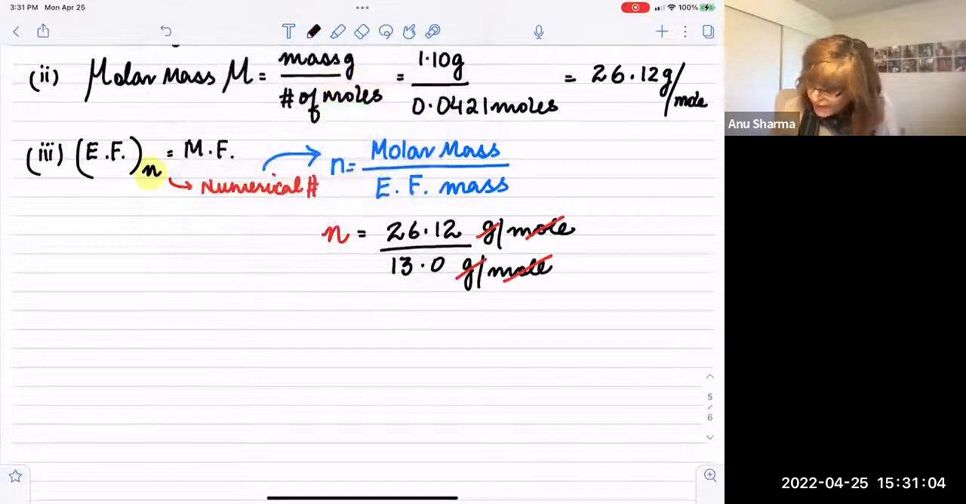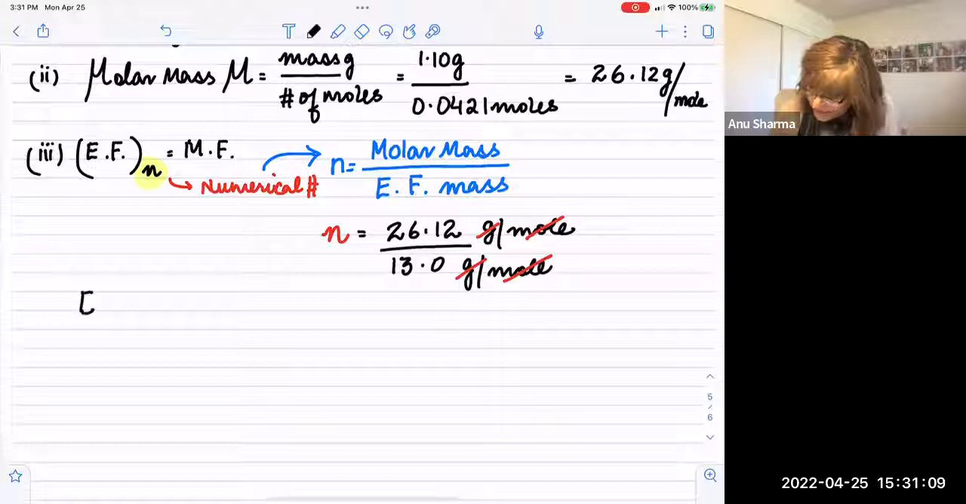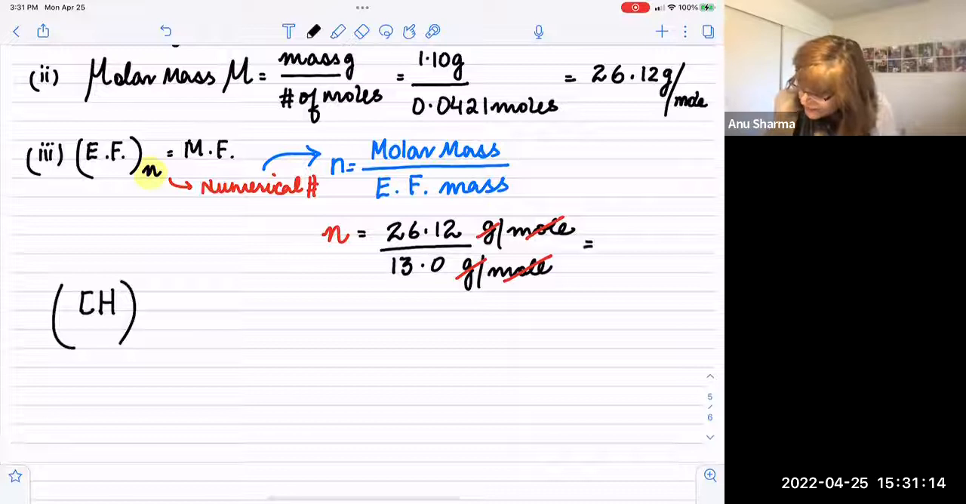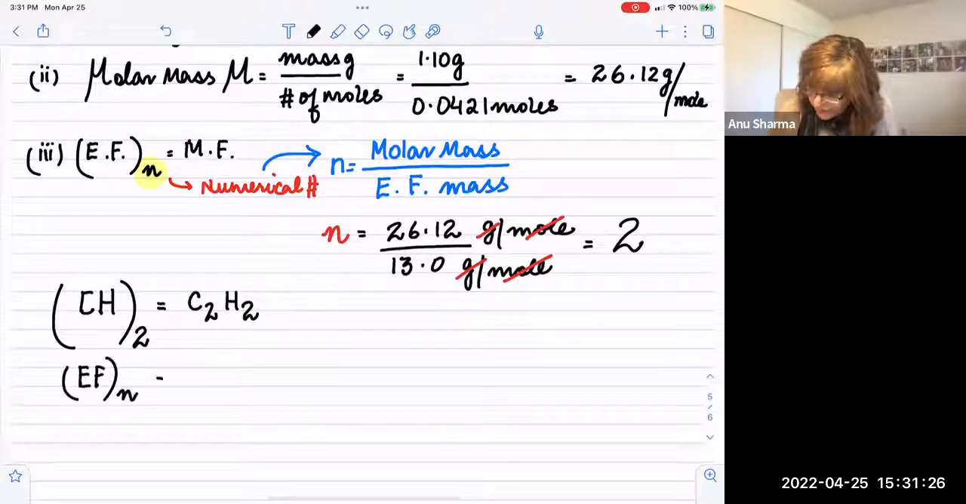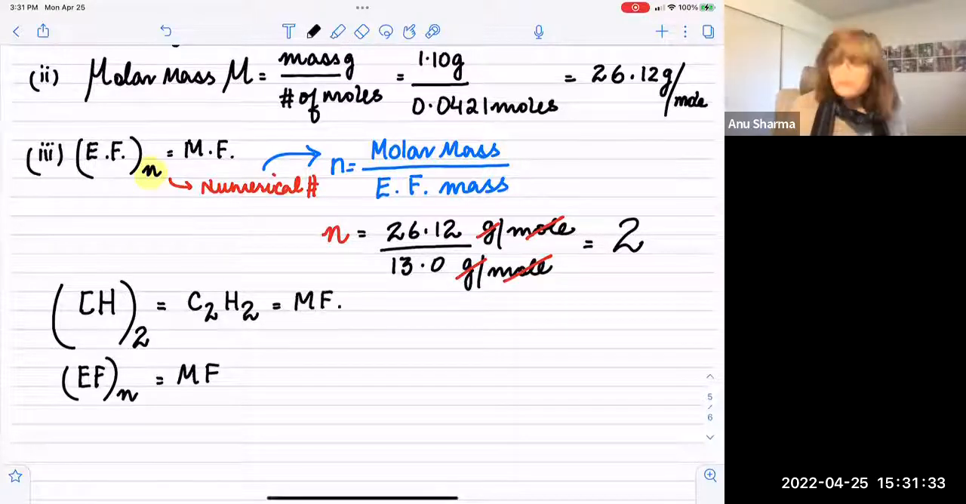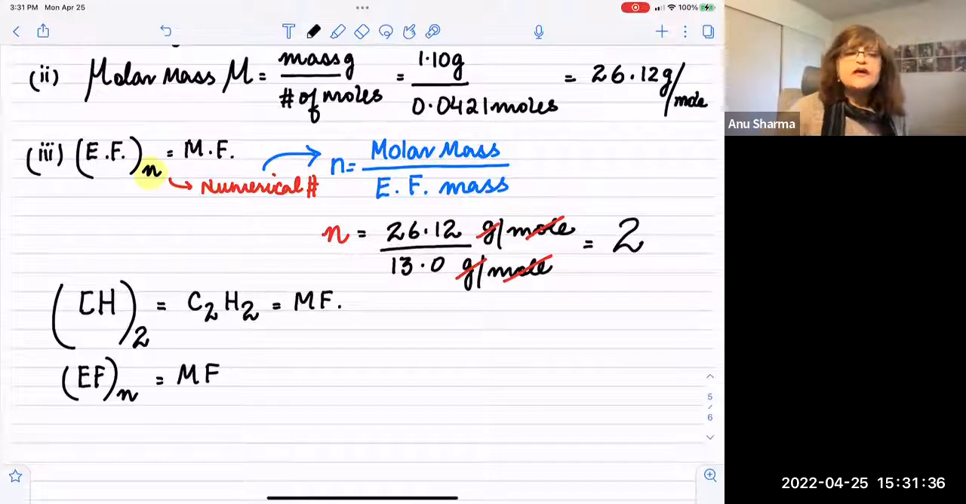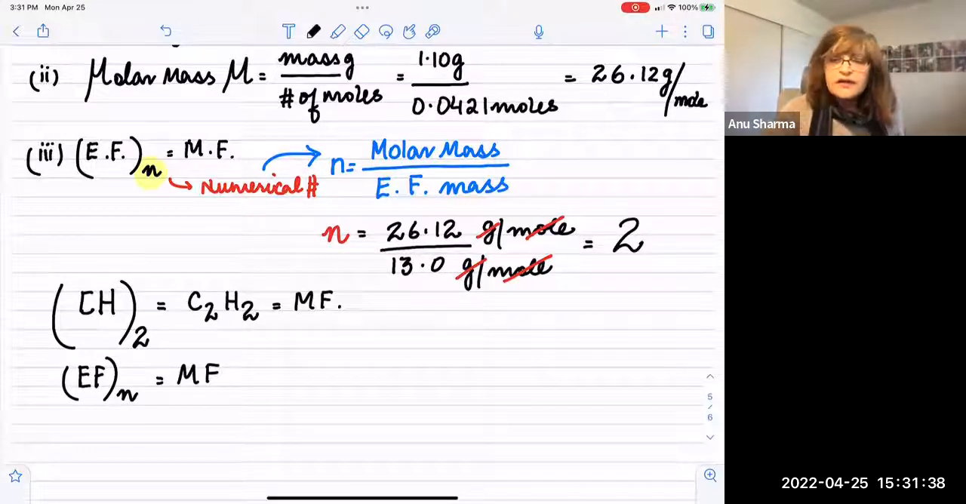Okay, so now we bring the empirical formula, which is CH, C1H1 basically, times n, and when you divide this, it comes out to be 2. So the empirical formula times 2 is C2H2, which is the molecular formula. So this is the answer: C2H2 is the molecular formula. The empirical formula is CH. Okay, so let's look at the next one.